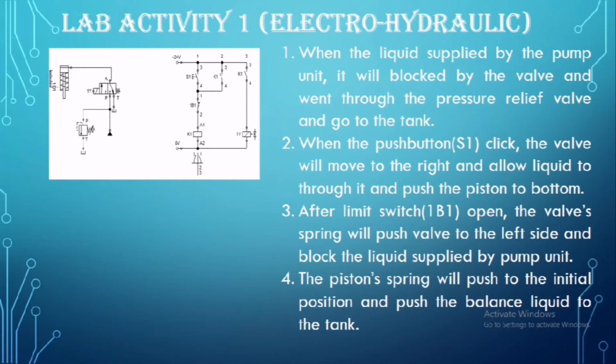Next, for the electrohydraulic, when the liquid is supplied by the pump unit, it will be blocked by the valve and go through the pressure relief valve to the tank. When push button S1 is clicked, the valve will move to the right and allow liquid through it and push the piston to the bottom. After limit switch 1B1 opens, the valve spring will push the valve to the left side and block the liquid supply by the pump unit. The piston spring will push the piston to the initial position and push the balanced liquid to the tank.